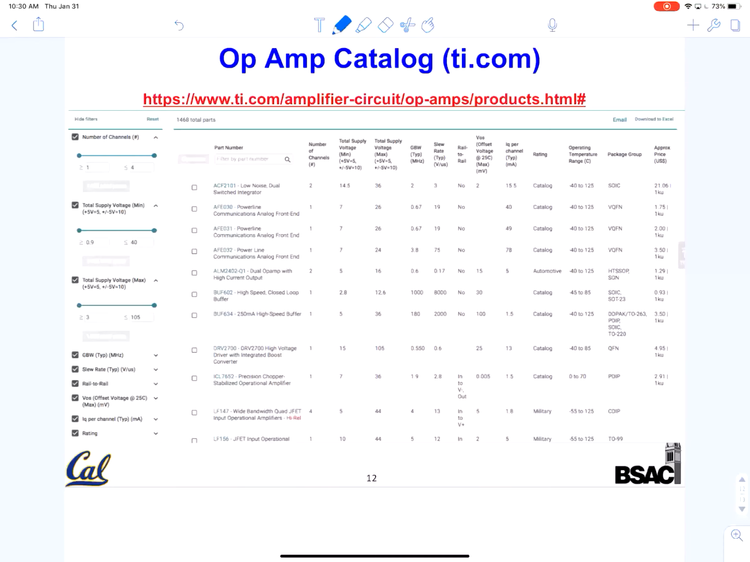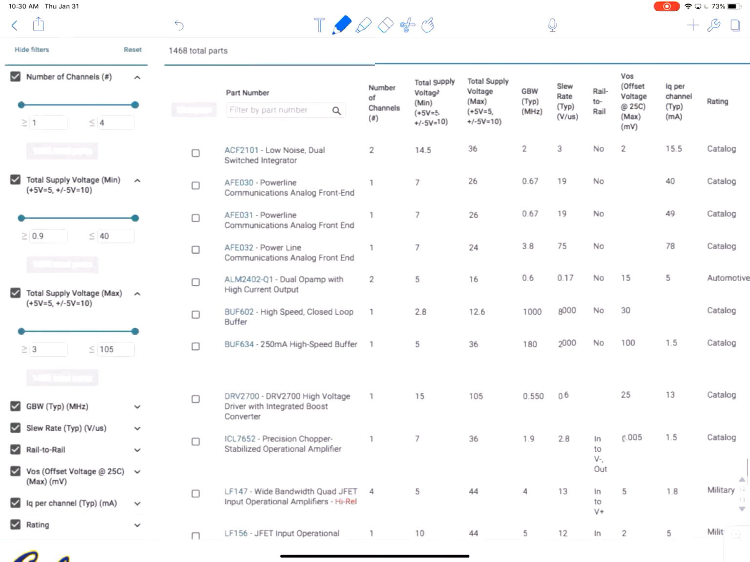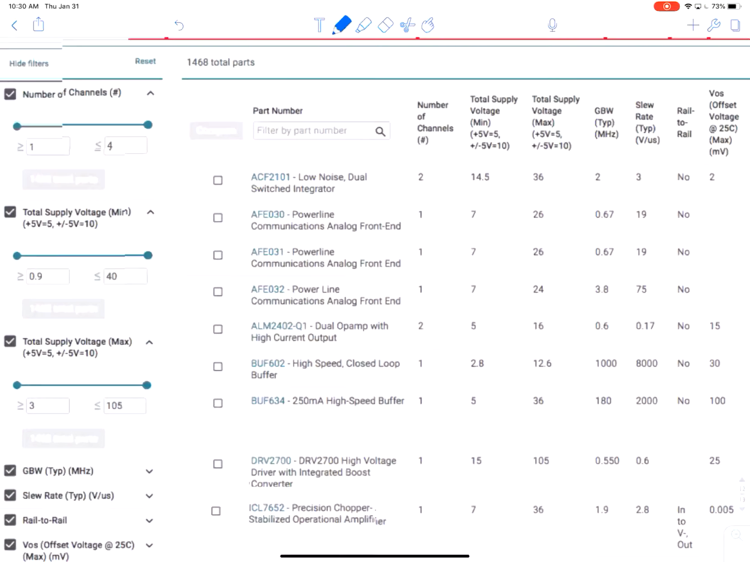Texas Instruments is one of the two powerhouses now that produce a lot of analog circuits. The other one is called Analog Devices. There are many other smaller ones. They are gradually being gobbled up by these two giants. So if you go to TI's website, this link still works. You can click on it. And let me zoom up here for you to see.